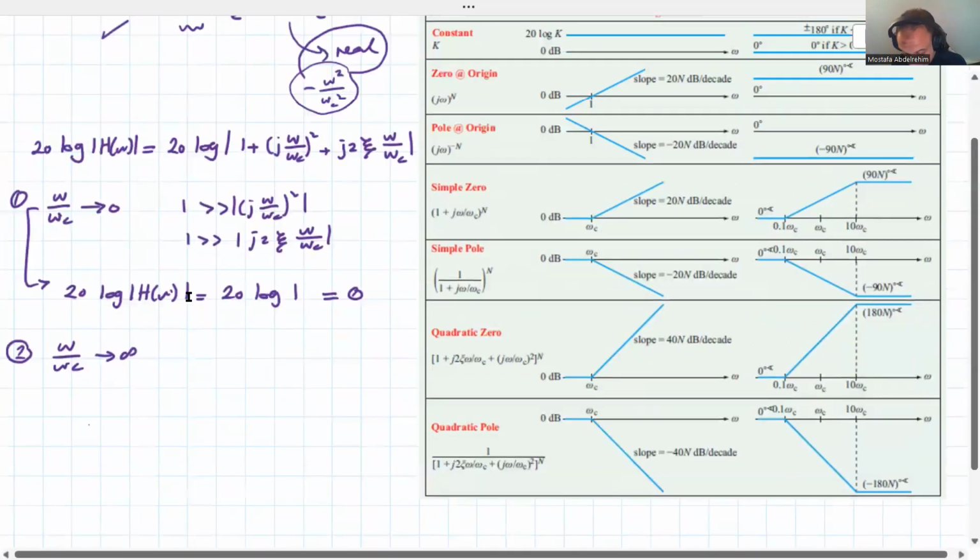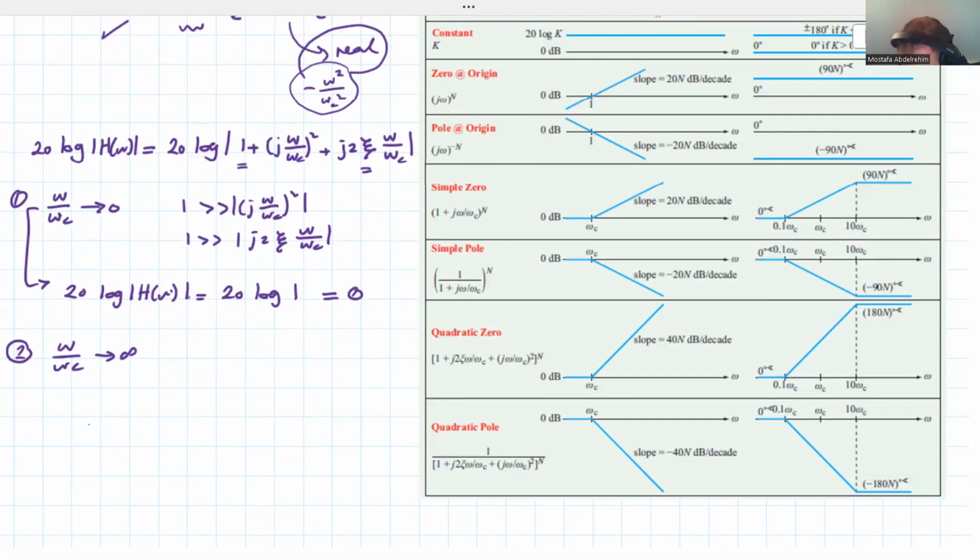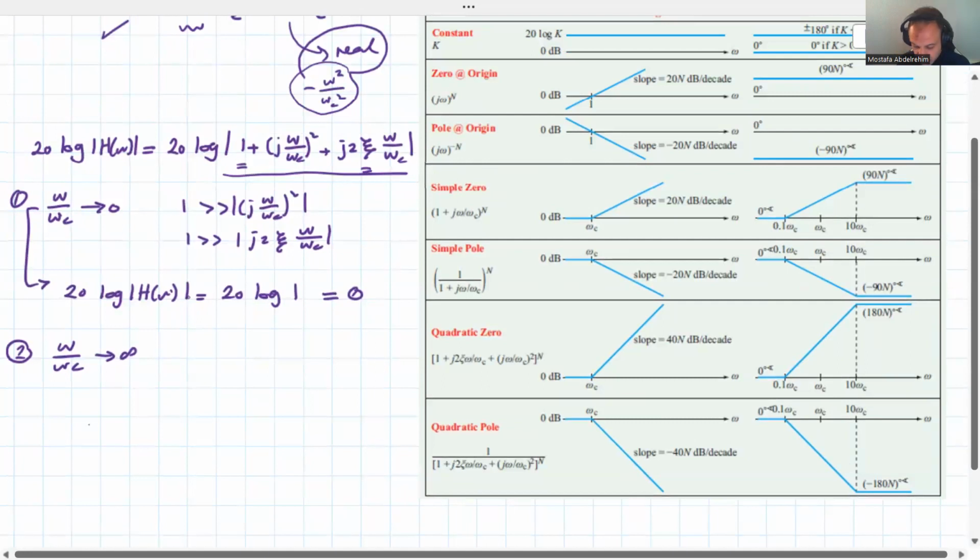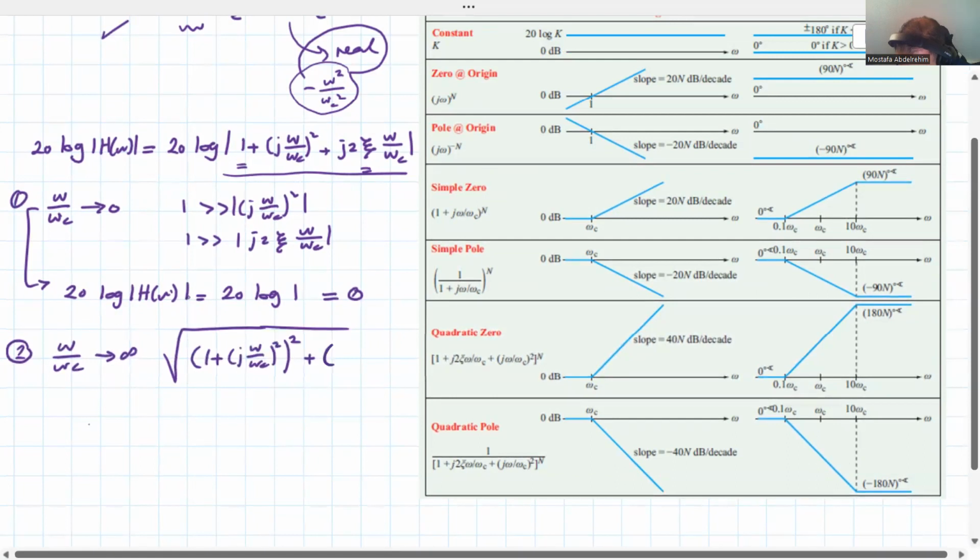We're going to neglect the 1, and we're going to neglect also that term here. Basically, you can write it in that way because the magnitude of all that term here is the square root of the real part squared, 1 plus j omega over omega c squared, the whole thing squared, plus, without j, it has to be without j, 2 zeta omega over omega c, squared.